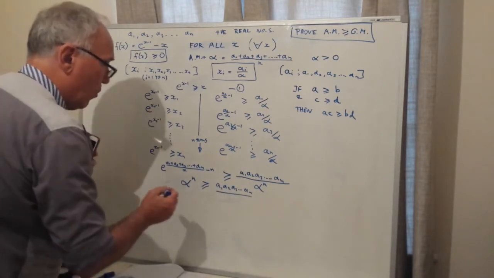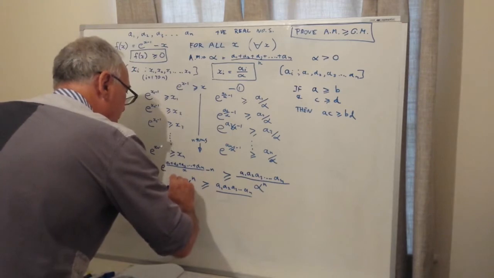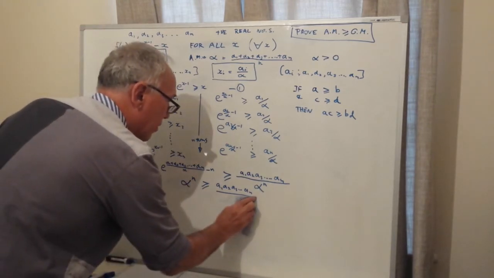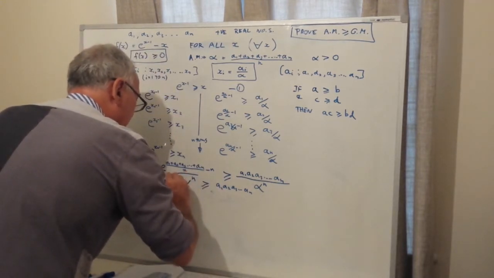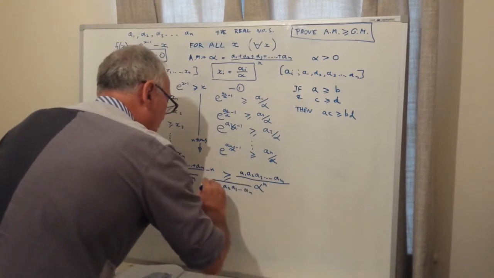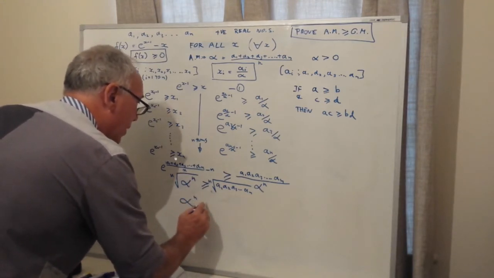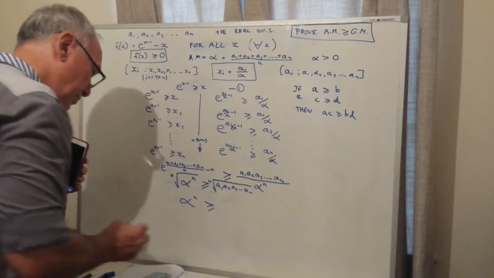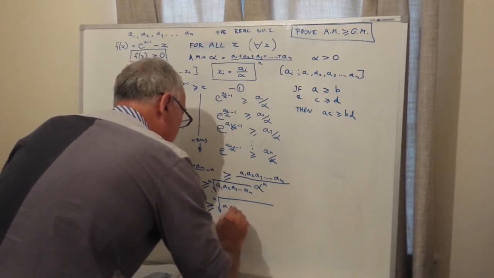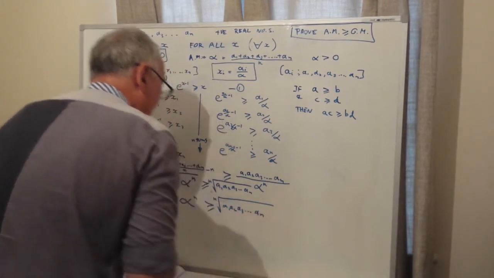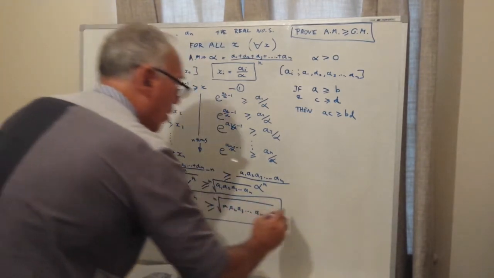And from there, we take the nth root of both sides. So we'll take the nth root of the left-hand side and the nth root of the right-hand side. This then becomes alpha is greater than or equal to the nth root of A1, A2, A3, all the way to AN. And this is the definition of the geometric mean.